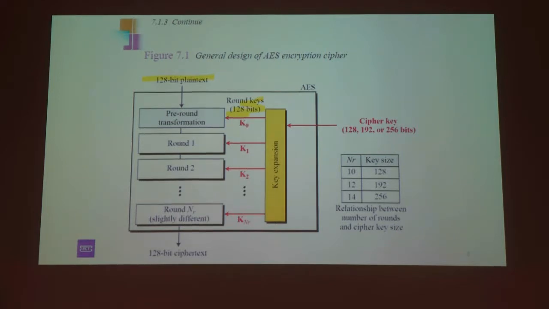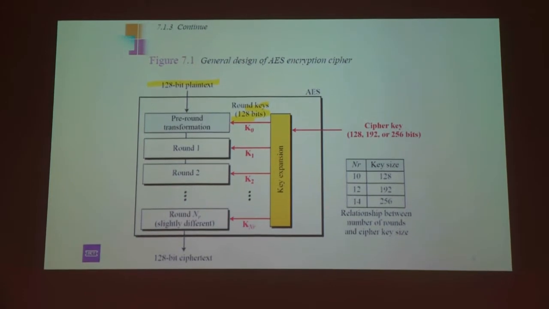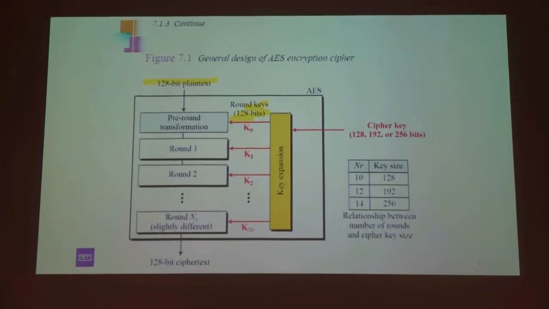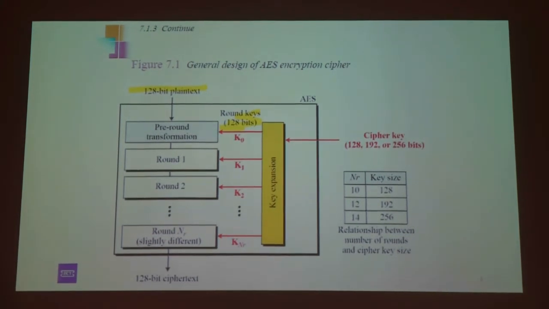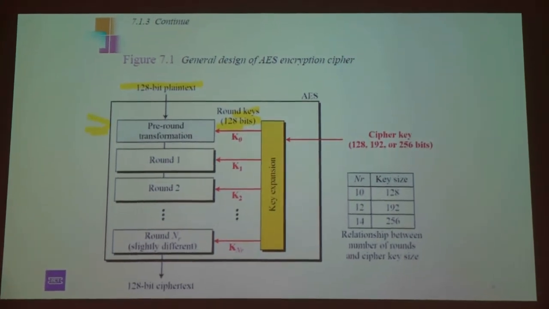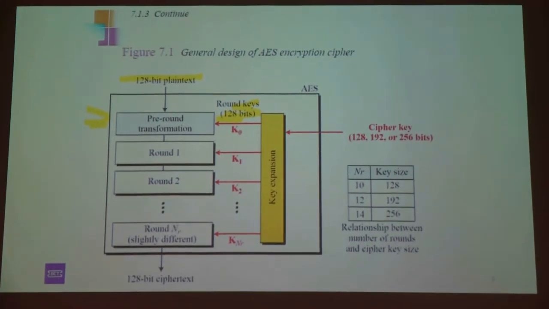10 plus 1, which is 11. So we have 10 rounds, we're going to generate one more. If we have 12 rounds, then we're going to generate 13. So the number of rounds plus 1, all right? So we start, the first thing is the first system, a pre-round transformation.